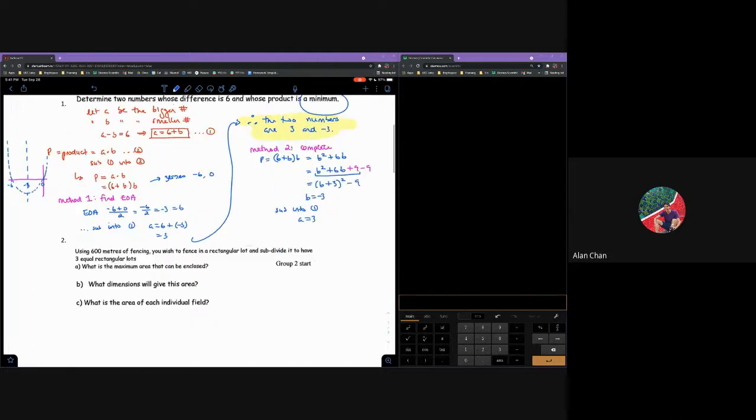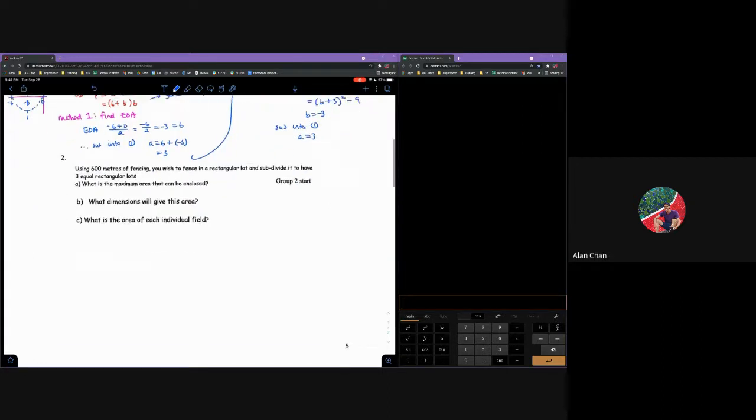Yeah, let's move on. Okay, so that's question the first. Question the second, we have 600 meters of fencing and we want to fence off a rectangular lot and then subdivide it into 3 equal rectangular lots. How does one do this, you ask? Well, first of all, we read the question carefully, but we then draw a diagram.